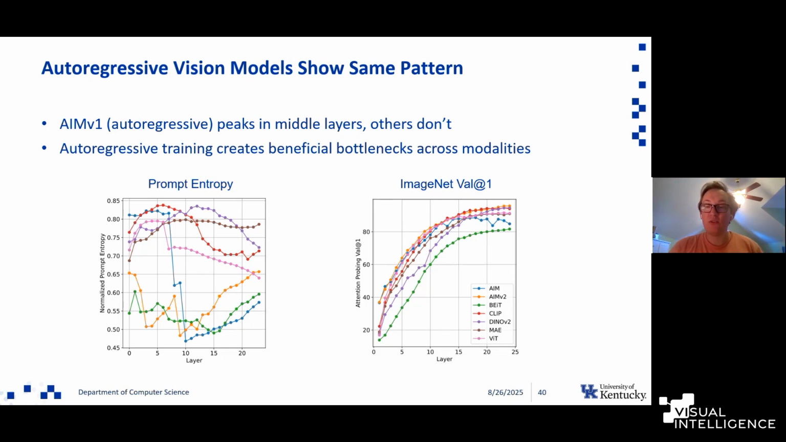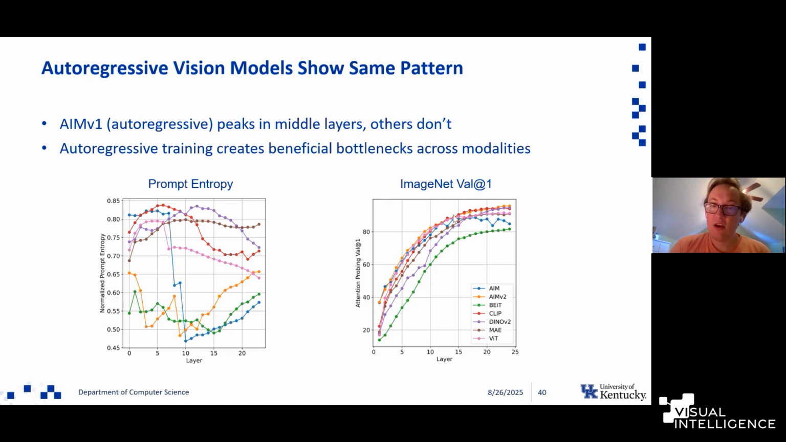I will mention that AIM V2, even though it's technically AIM, is quite a bit different from AIM V1 in the sense that it's trained on a multimodal task with text. So in case you're wondering why AIM V2, this other autoregressive model, looks different, the pre-training task is very different, so it's not comparable with AIM V1. Exactly. So the key takeaway is that autoregressive training creates these beneficial bottlenecks across modalities.